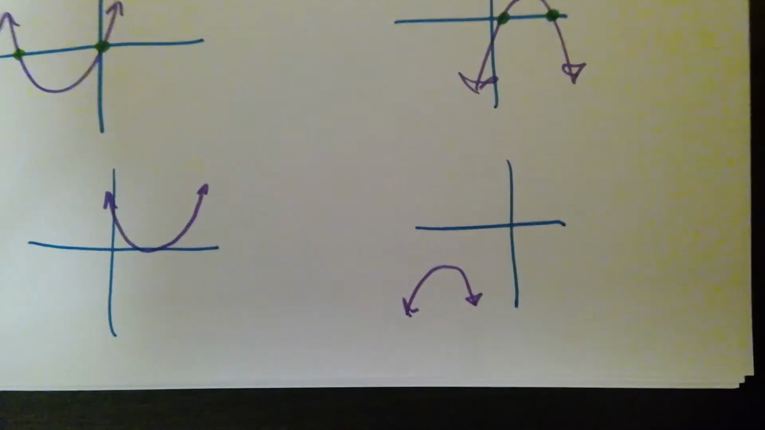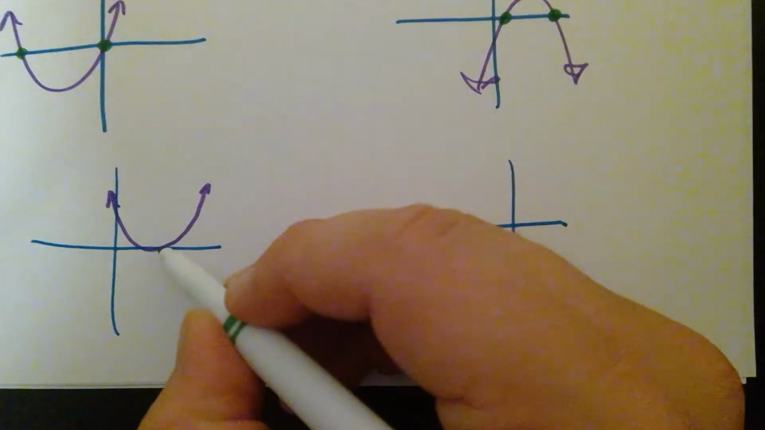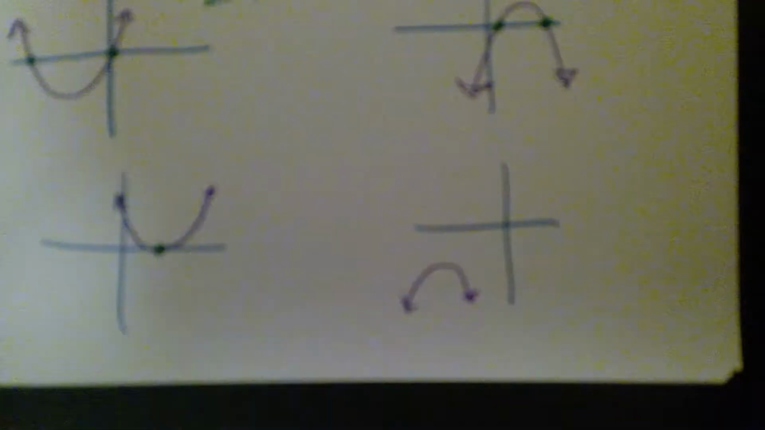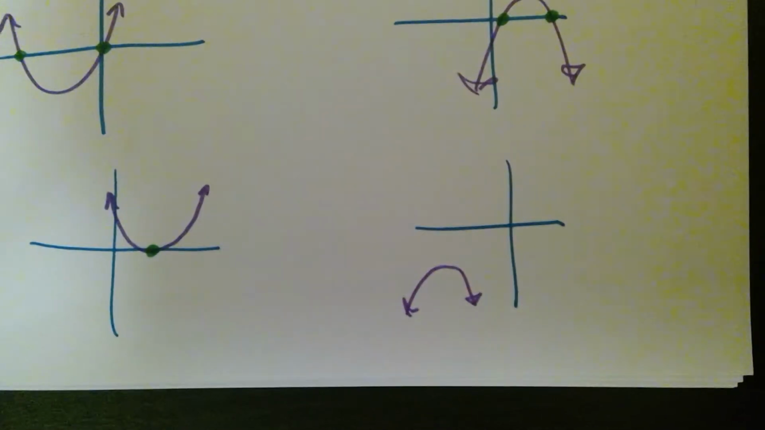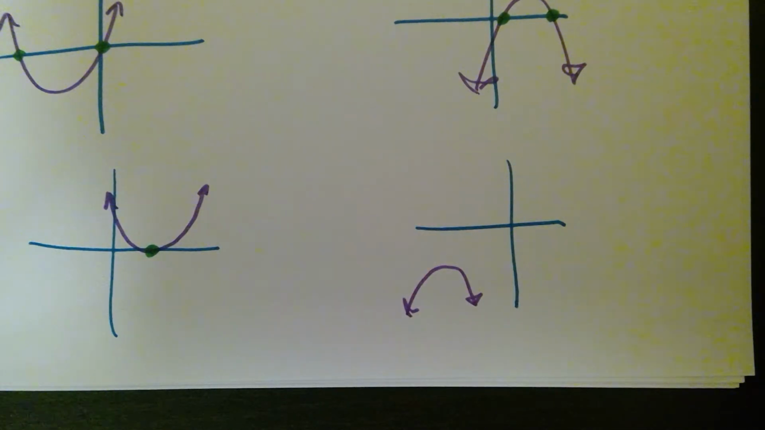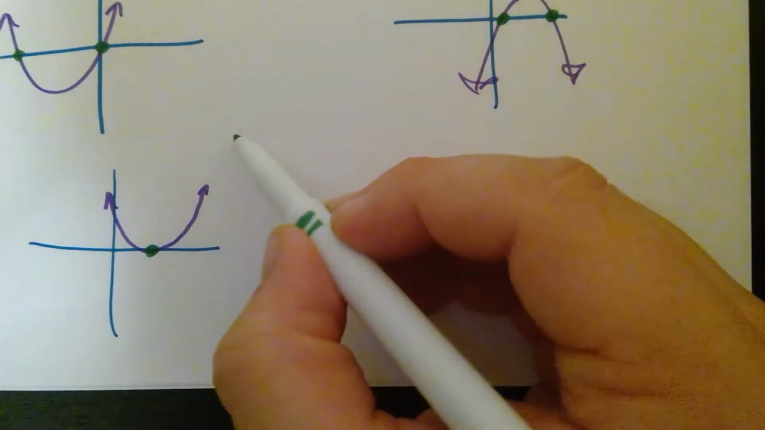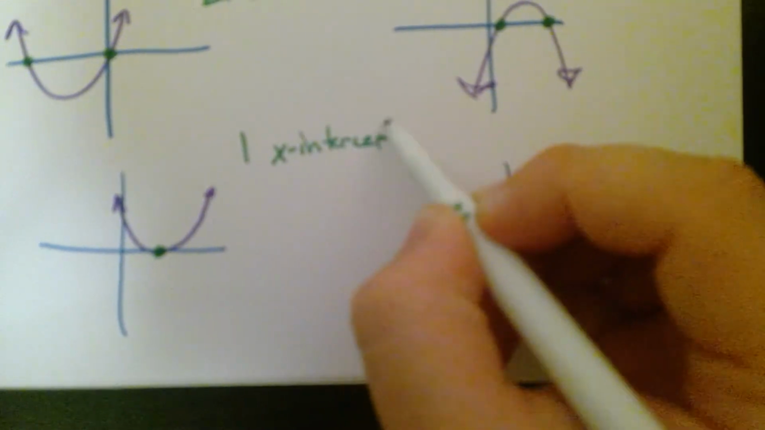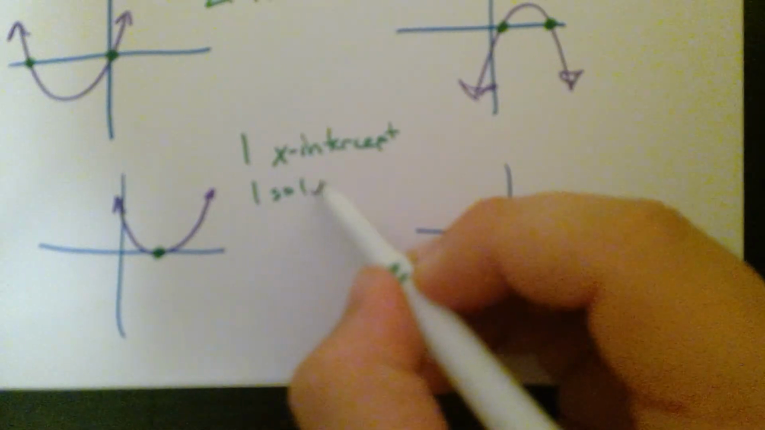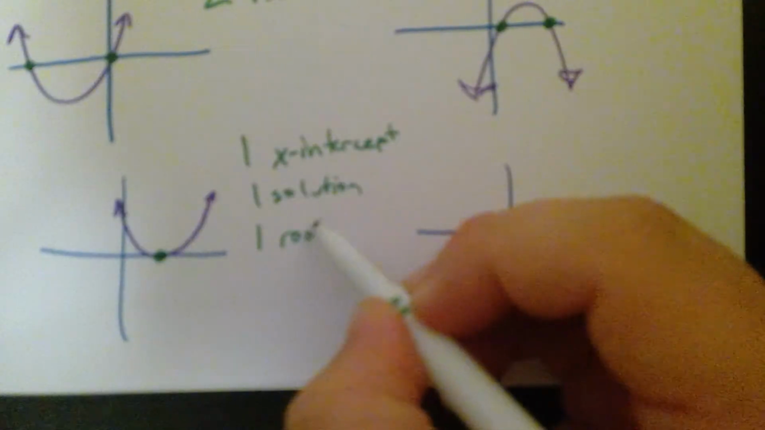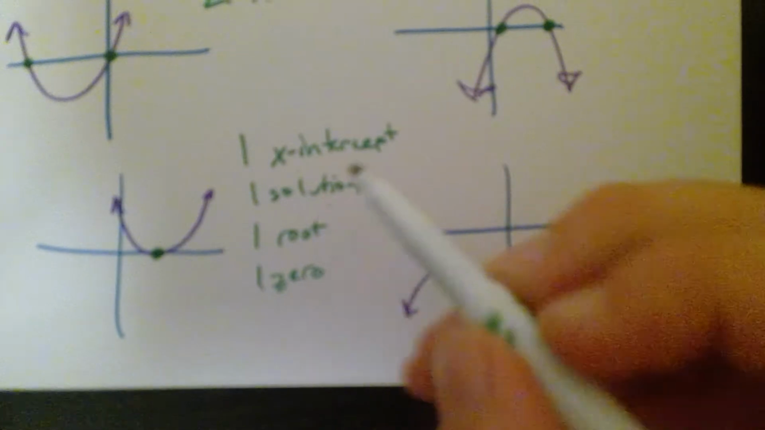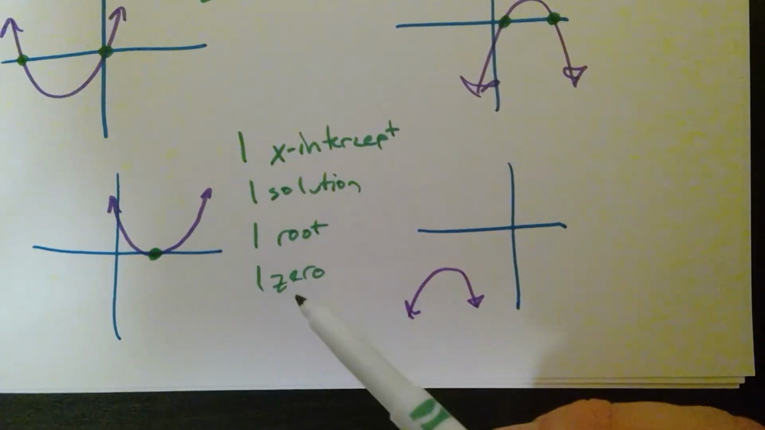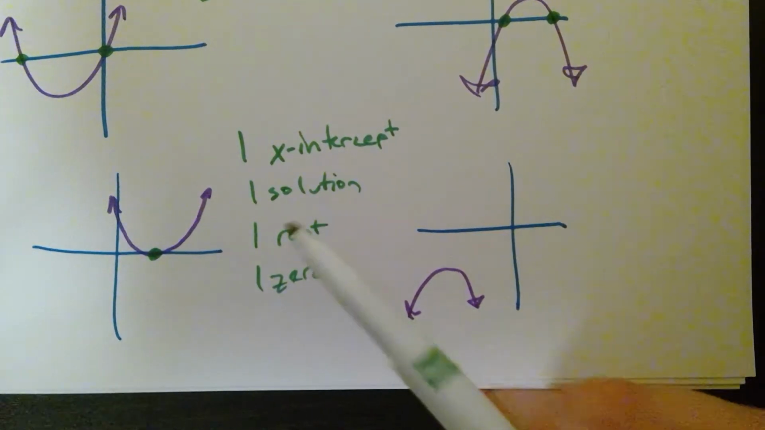Now down here, this one, you might think there's more than one, but I'm going to say that there's only one right here. There's only one time where this parabola crosses the x-axis. Is that a problem? No. We're just going to say it has one x-intercept. Or we could say it has one solution, one root, or 1 zero. These mean the same thing. You do not have to say all of them, but they mean the same thing.